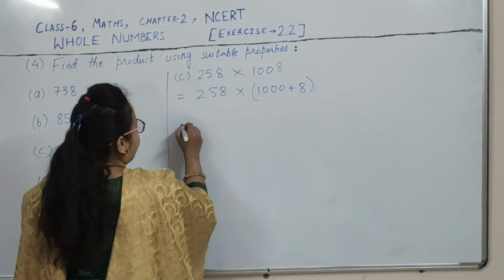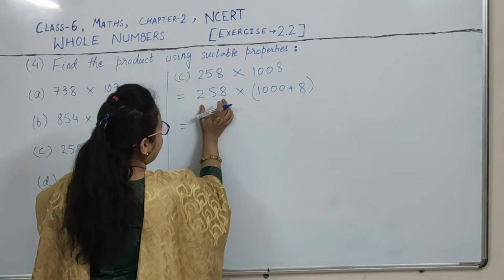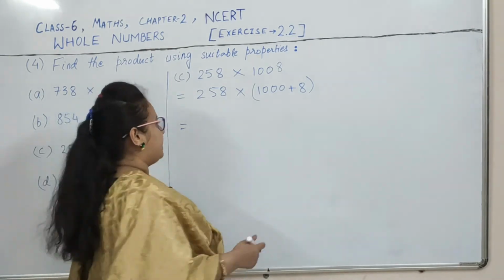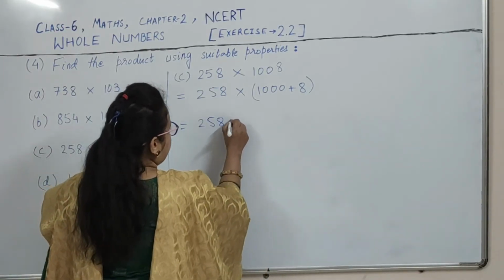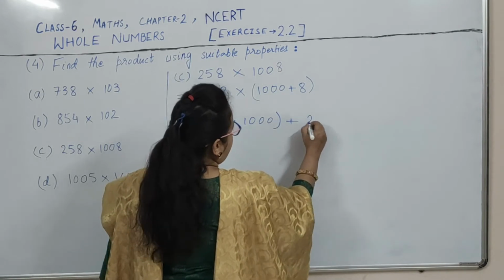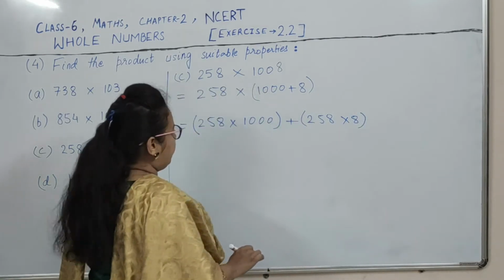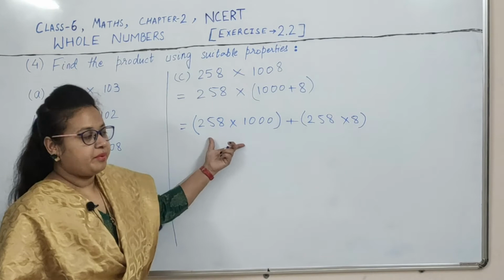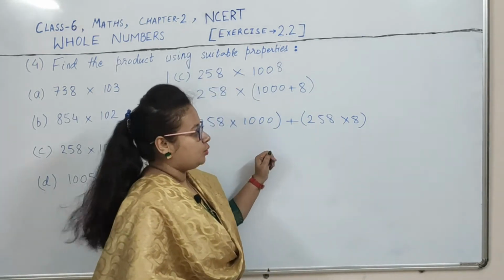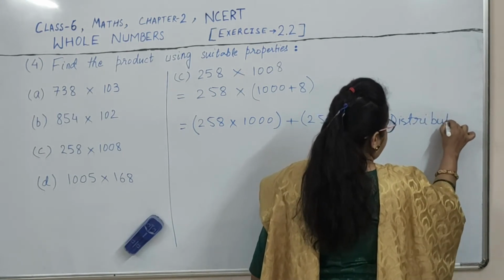So in this step, what we will do? This 258 will be multiplied to this also, and this 258 will be multiplied to this also. How can we do that? By using the distributive property. So 258 multiplied by 1000 taken in a bracket, plus sign because here it is plus, 258 multiplied by 8 and again taken in a bracket. So here we use the distributive property. We distributed the multiplication in two parts with the help of this addition sign. So we write it as distributivity of multiplication over addition.